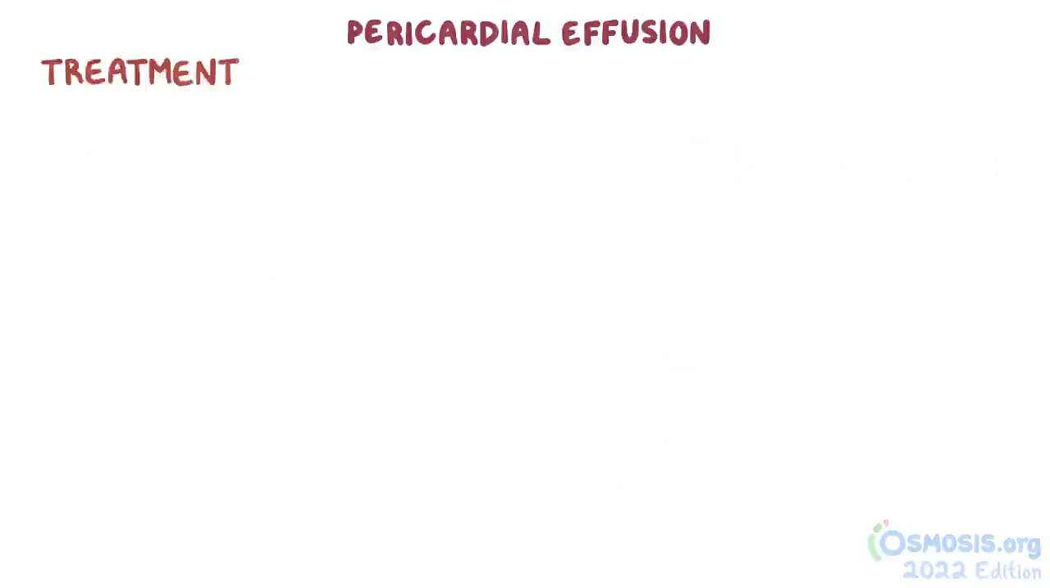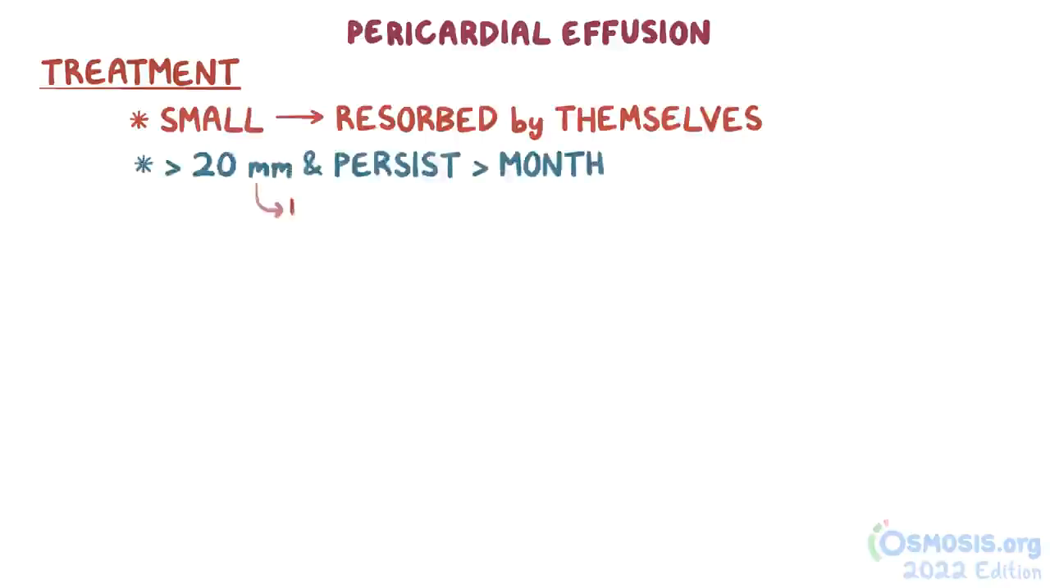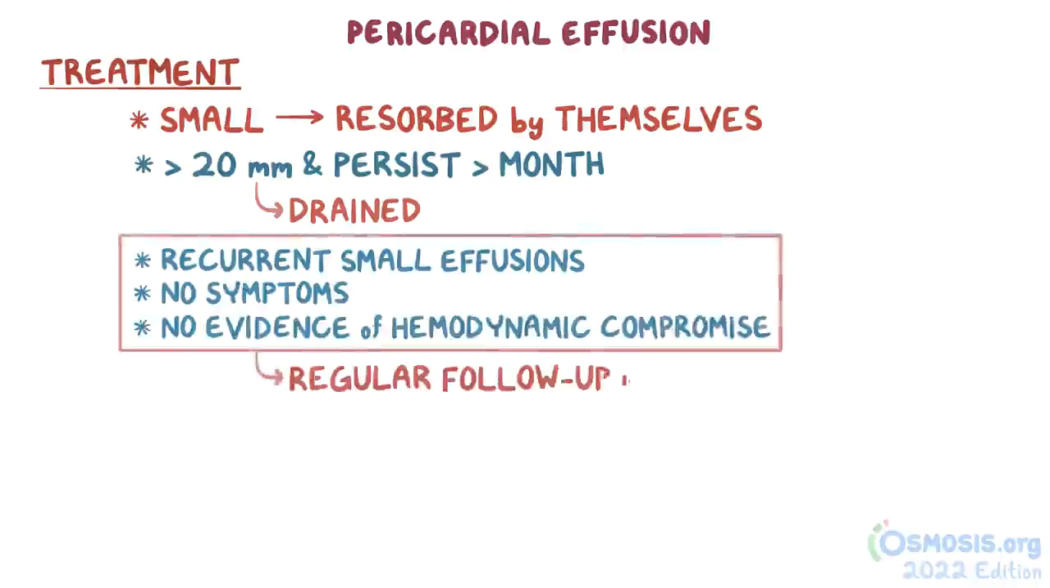In terms of treatment, some pericardial effusions are small and naturally get resorbed by themselves over time. Pericardial effusions that are larger than 20 millimeters and persist for more than a month may be drained. In individuals with recurrent small pericardial effusions who don't have symptoms and don't have evidence for hemodynamic compromise, regular follow-up with echocardiography is recommended.